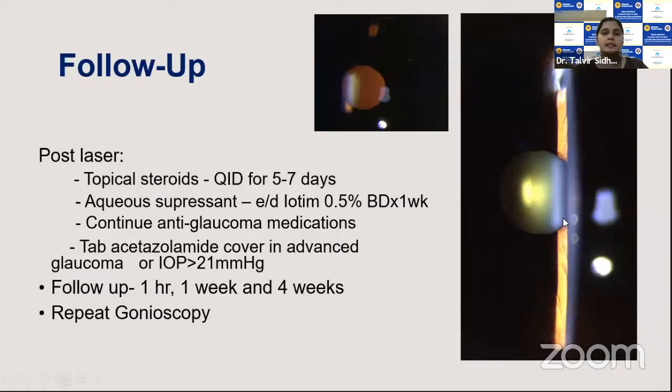And to look for the patency of the PI, you can directly view in the slit lamp to look for your anterior capsule through the PI, or you can look for a retro glow through the PI to look for the PI patency. Topical steroids are usually given for 5 to 7 days, and aqueous suppressants are given. Glaucoma medications are continued. If IOP is high, then acetazolamide cover can be given for 3 days. And repeat gonioscopy should always be done after PI.